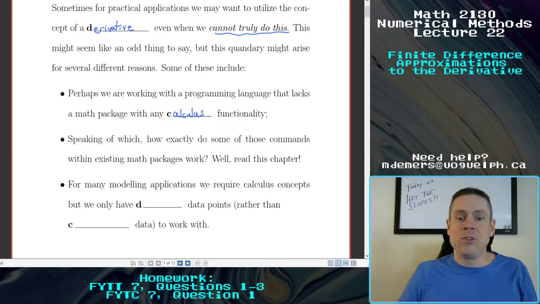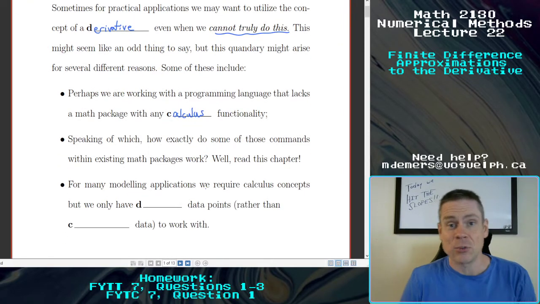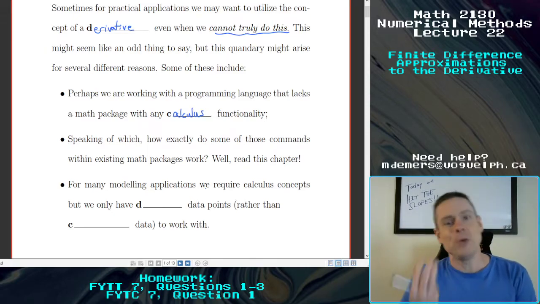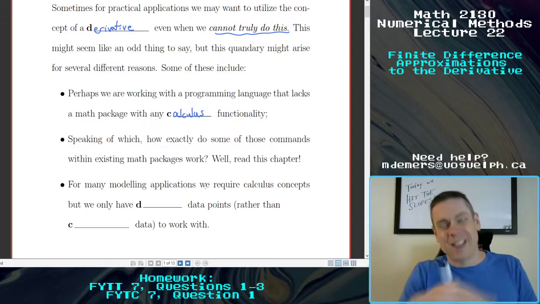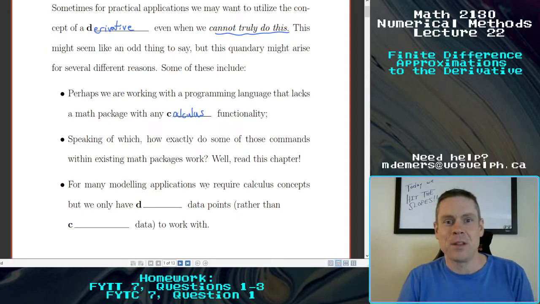And I mean, even if you did, how do some of the existing math packages work? A lot of languages do have such packages, but what are they using when it comes to things like calculating a derivative, that sort of thing? Well, this is kind of what this chapter is going to get into.